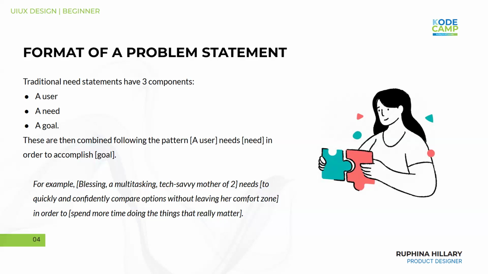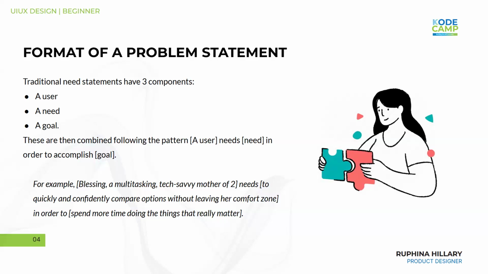So, needs to quickly and confidently compare options without leaving her comfort zone. Why? Because, in order to spend more time doing things that really matter. So now this is the problem statement. In this problem statement, we were not fixated on the problem. We were not saying things like, Blessing has been using a lot of complicated, unintuitive tools to compare options, and it's been very stressful on her.